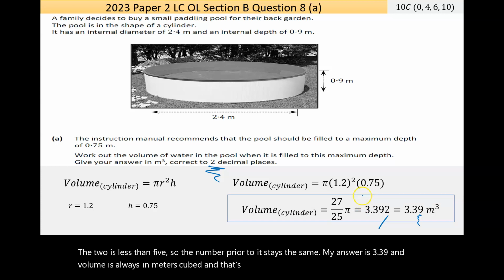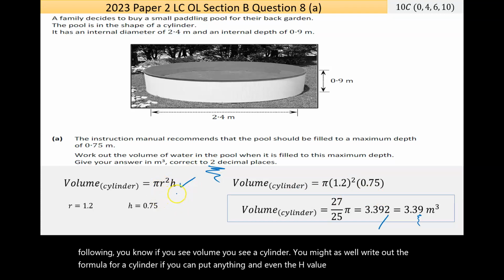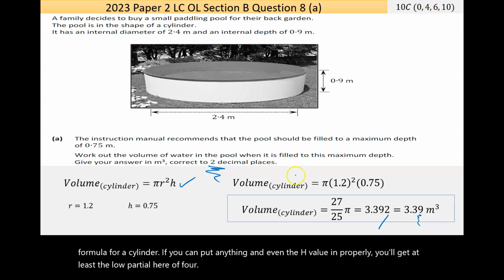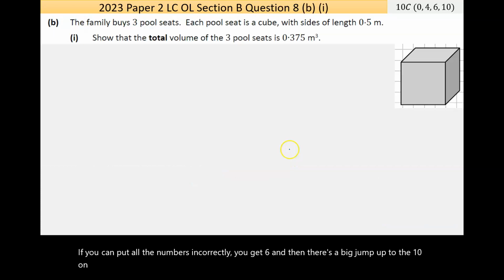Now it's a 10 marker, so if you're following, if you see volume, you see a cylinder, you might as well write out the formula for a cylinder. If you can put anything in, even the h value in properly, you'll get at least the low partial here of 4. If you can put all the numbers in correctly, you get 6, and then there's a big jump up to the 10 on this particular scale.